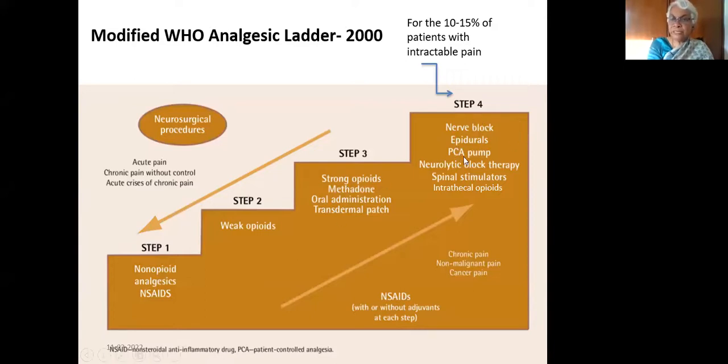So in that 4th step, you can do various interventions like nerve blocks or epidural injections or patient-controlled analgesia pumps, or you can give a neurolytic block, for example, a celiac plexus block or a superior hypogastric block. You can use a spinal cord stimulation, or even intrathecal opioids can be given. So this is in those 10 to 15% of patients that are not responding to the 3-step ladder, you can add a pain intervention as well.